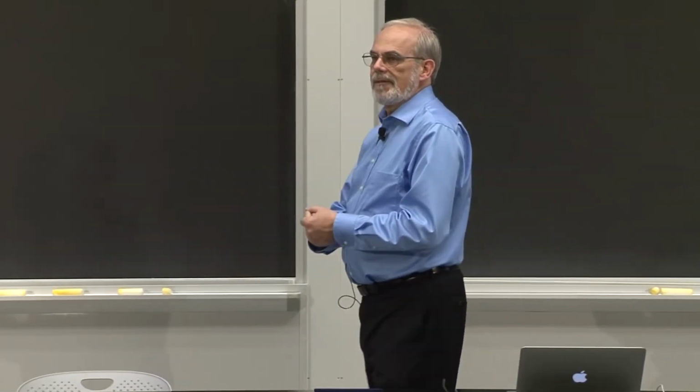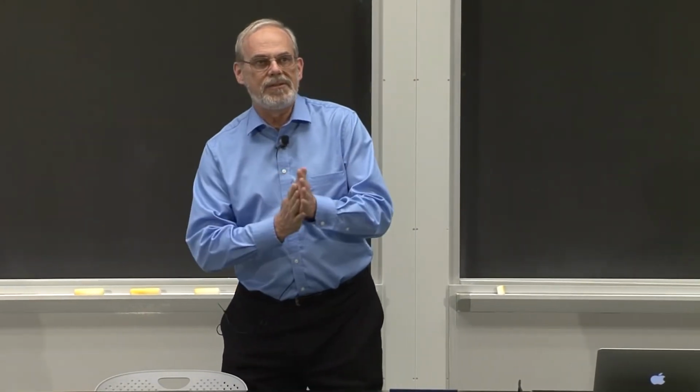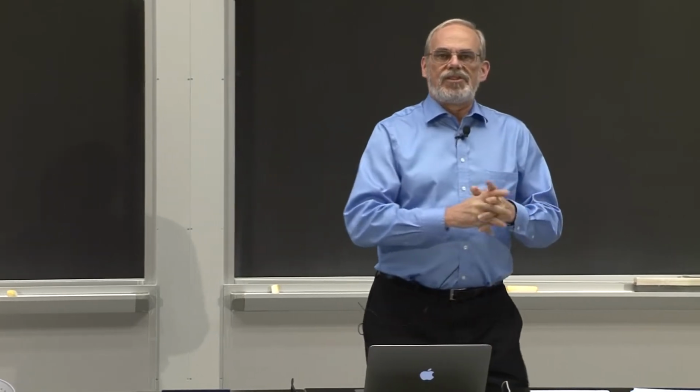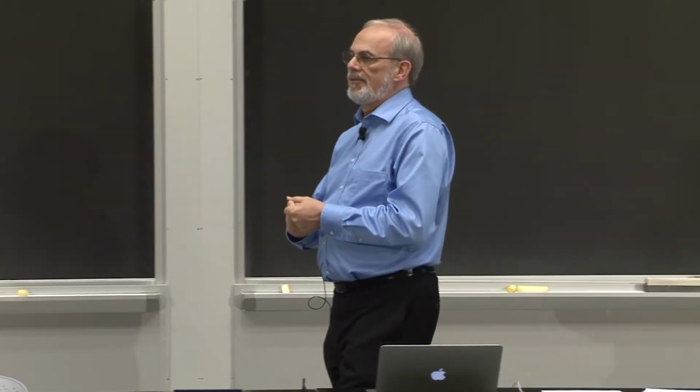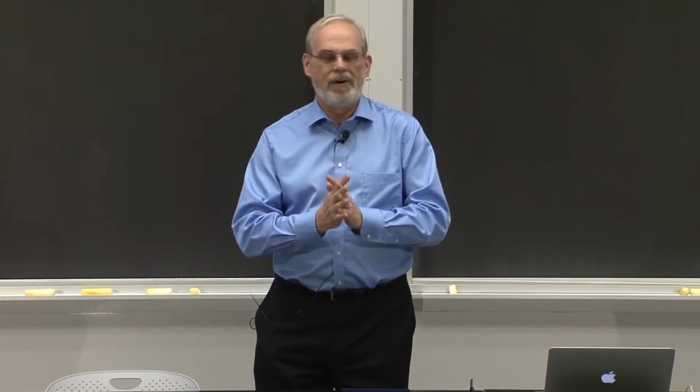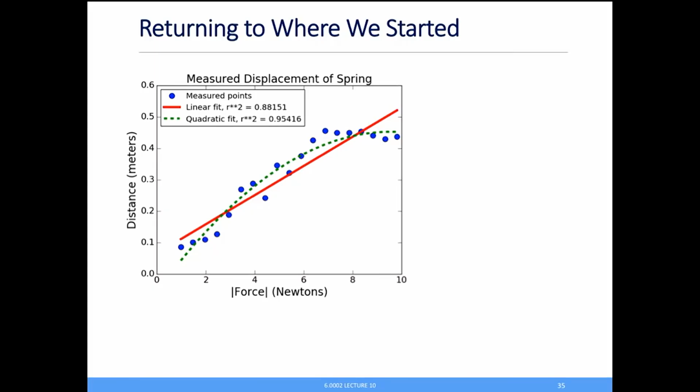Let's go back to where we started. We still have one more big topic to do, and we still have a few minutes left. Hooke's law. There was the data from measuring displacements of a spring as I added different weights to the bottom of the spring. And there's the linear fit. It's not bad. There's the quadratic fit. And it's certainly got a better R-squared value, although that could be just fitting to the noise. But you actually can see, I think, that that green curve probably does a better job of fitting the data.